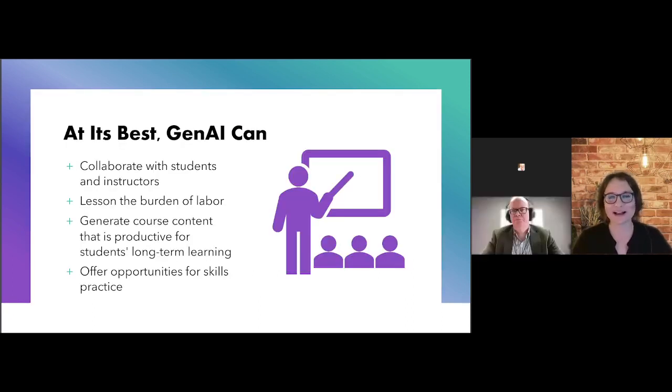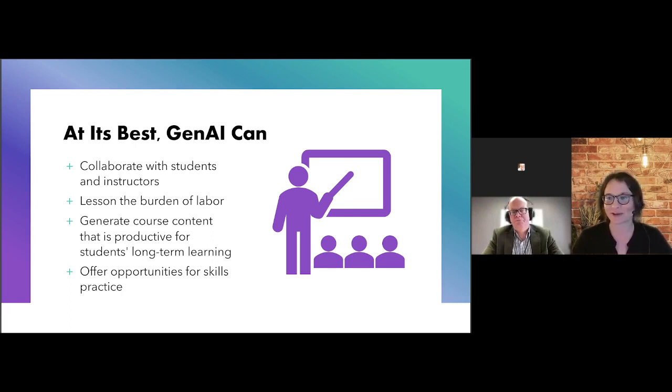Okay, so AI at its best, which is what we're hoping to focus on today, though we will touch on some of the things to be wary of towards the end. But ideally, AI can be used to collaborate with both students and instructors in a way that is helpful to long-term learning, but also offloads some of those tasks that are repetitive.